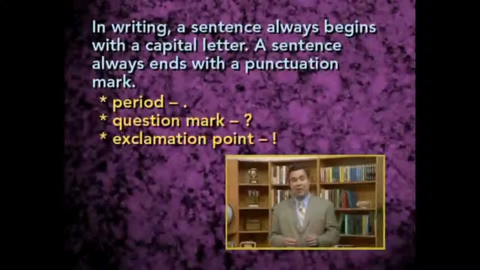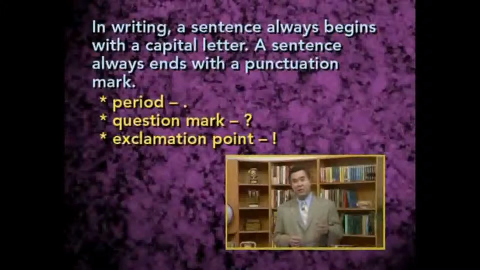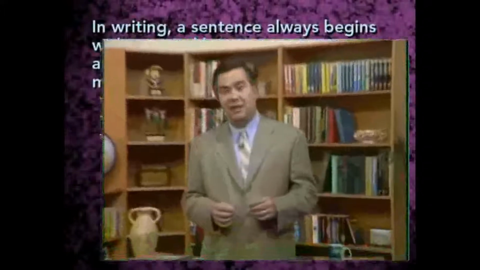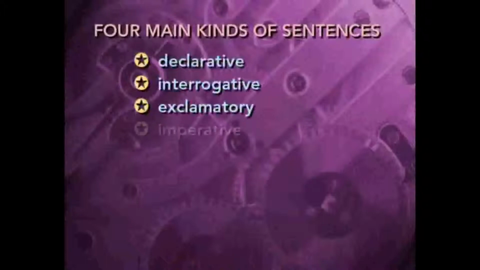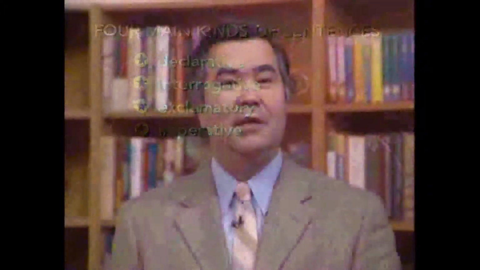In a moment, we'll explain exactly how you would decide whether to use a period, a question mark, or an exclamation point to mark the end of a sentence. But in any case, the punctuation mark is necessary at the end of the sentence because it makes it easy for the reader to see when one sentence ends and the next one begins. Now, in English, there are four main kinds of sentences: declarative sentences, interrogative sentences, exclamatory sentences, and imperative sentences. Let's define each one and look at an example.